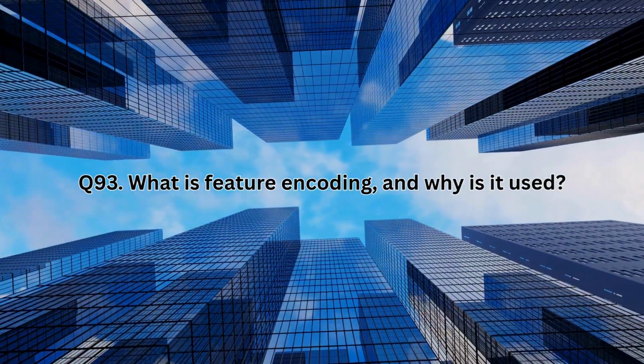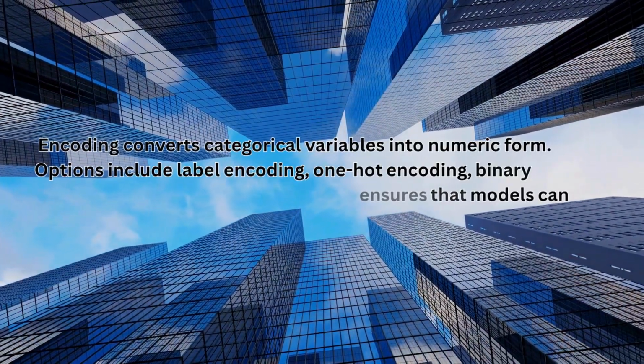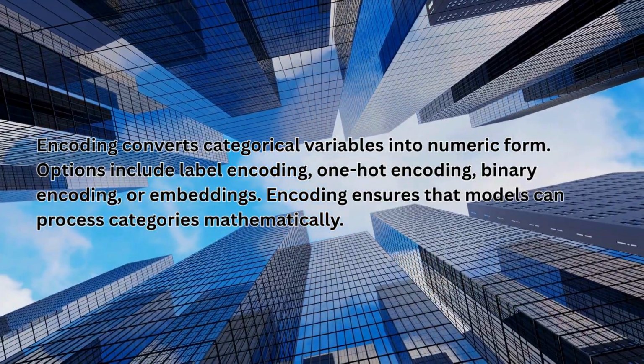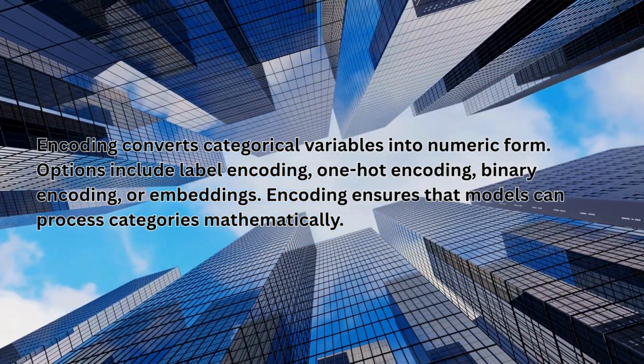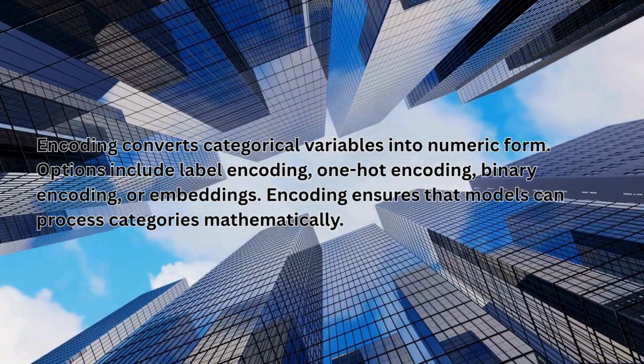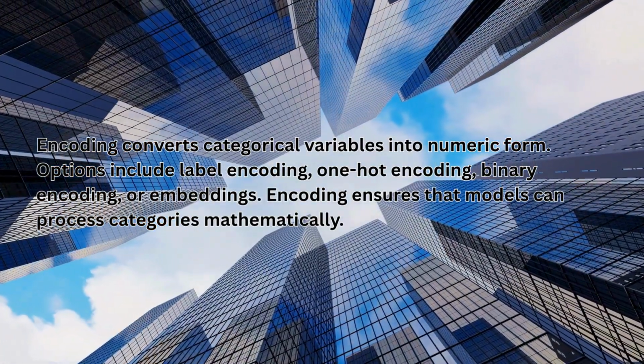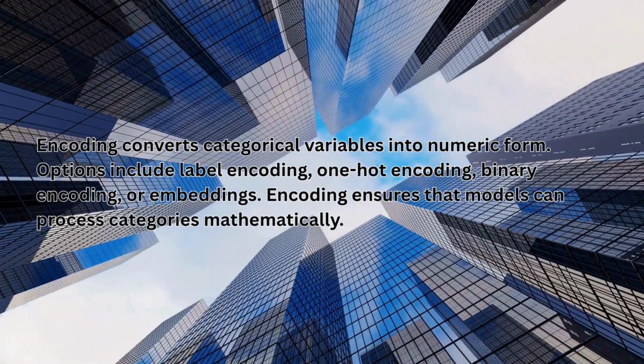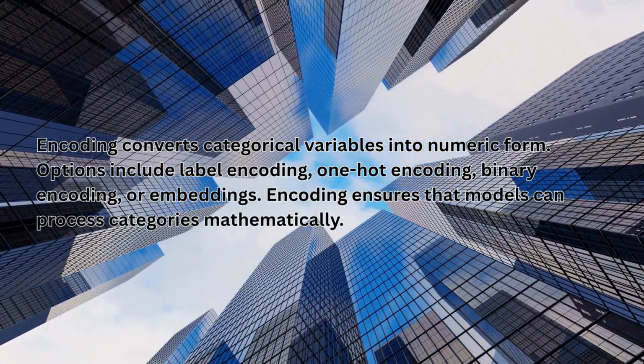What is feature encoding and why is it used? Encoding converts categorical variables into numeric form. Options include label encoding, one-hot encoding, binary encoding, or embeddings. Encoding ensures that models can process categories mathematically.